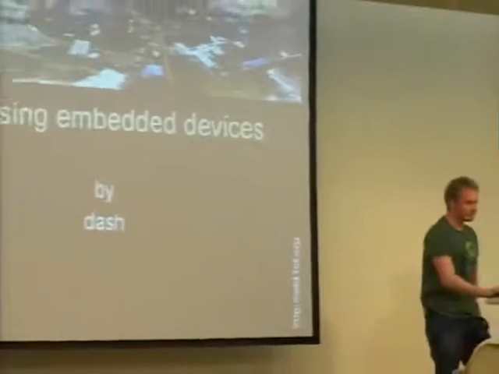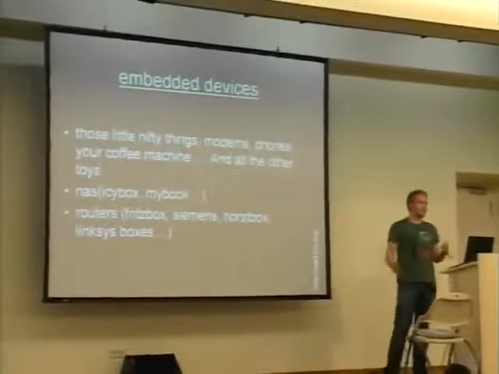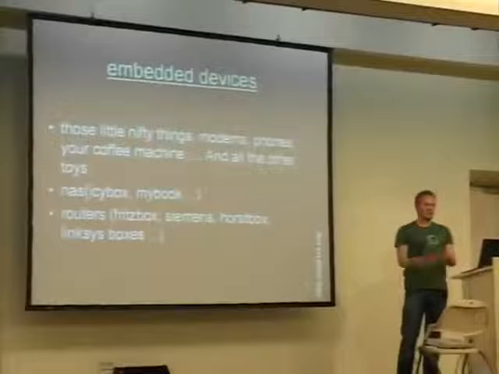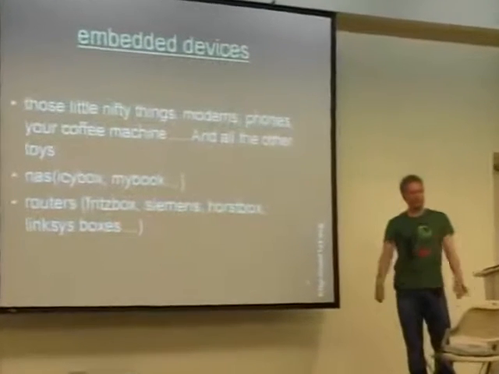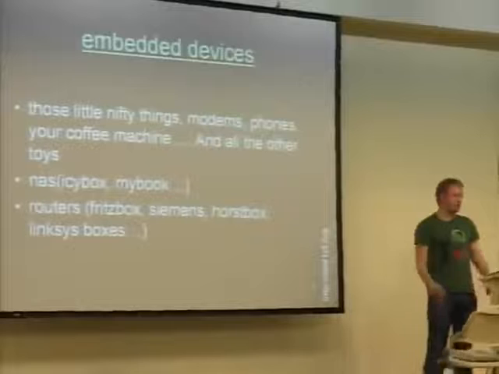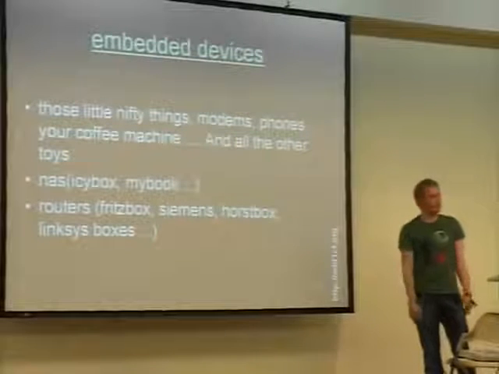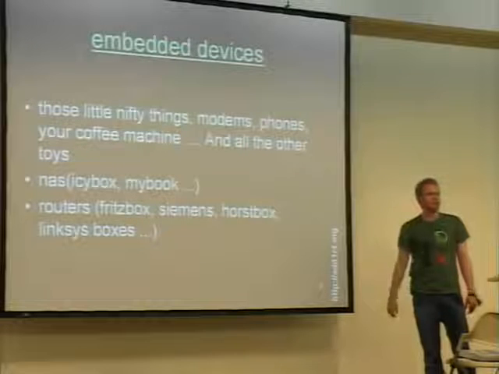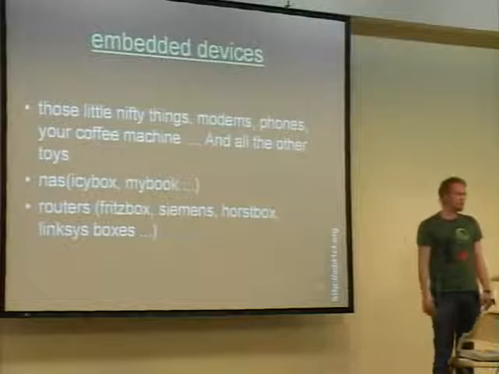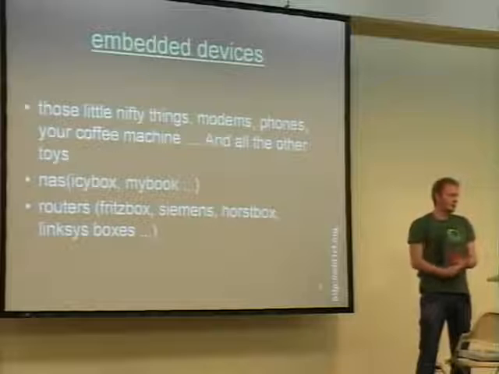Okay, here we go. Embedded devices, you know, it's all those nifty small things you can find nowadays everywhere. You have it in your mobile phone. It is actually your mobile phone, modems, maybe your coffee machine someday, your refrigerator, everything. You can find them, or for example, a NAS, a network attached storage device from EasyBox or Western Digital MyBook. This one, you have routers like the Fritzbox, Siemens Horsebox, Linksys boxes.